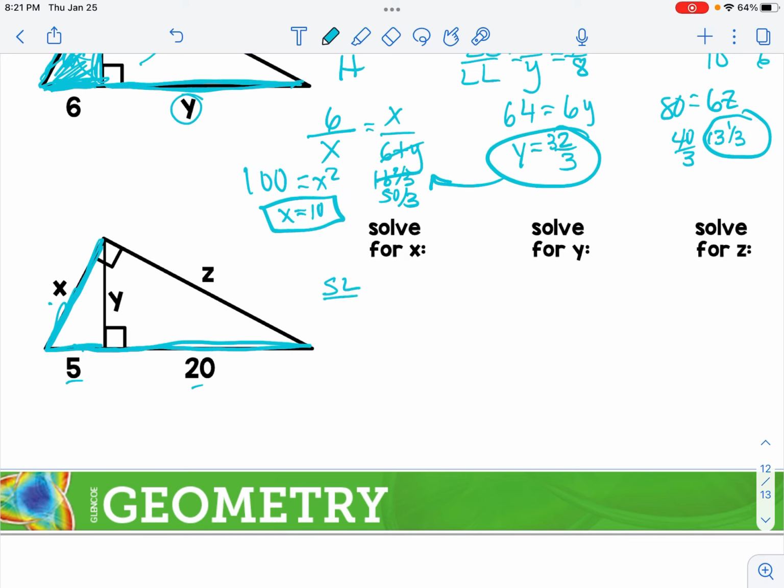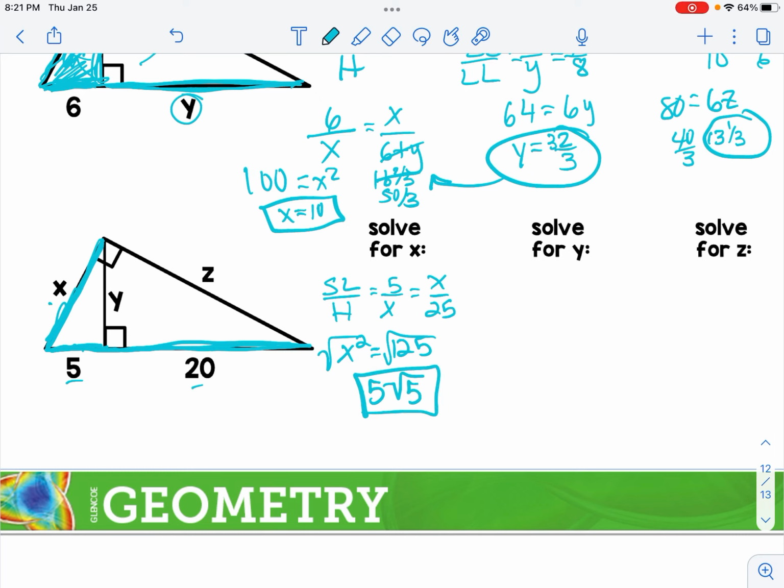So I'm going to do short leg over hypotenuse. So the short leg of this one is 5 over the little one, which is x, is equal to the short leg of the big triangle, x, over its hypotenuse, which is 5 plus 20, so 25. This is going to leave me with x squared is equal to 125. Square root on both sides is going to give me 5 radical 5.